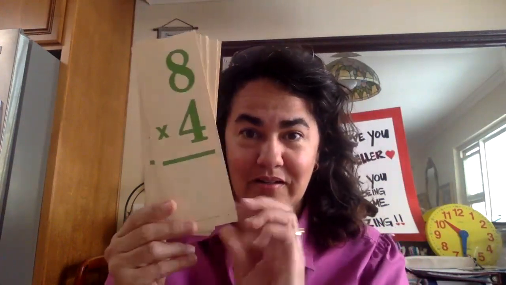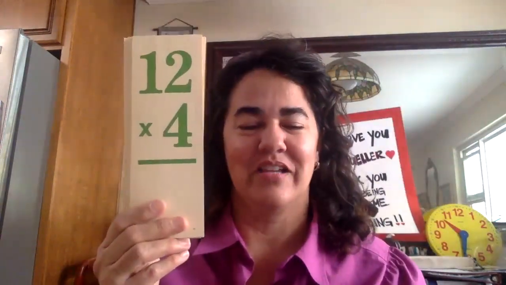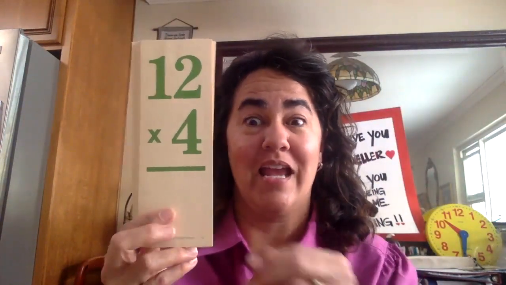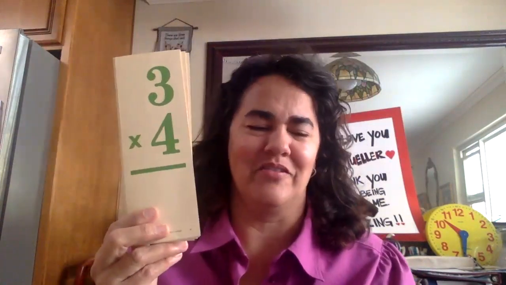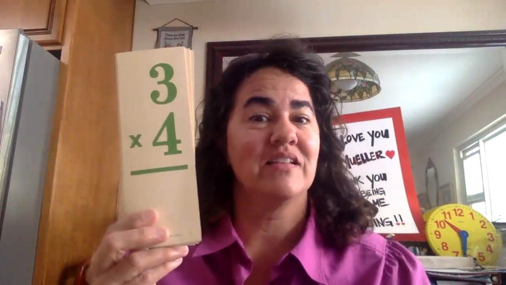9 times 4 is 36. 8 times 4 is 32. 0 times 4 is 0. Good, guys. 4 times 4 is 16. 12 times 4 is 48. Oh, good one. That one's hard for some of you. It's okay. 3 times 4 is 12.